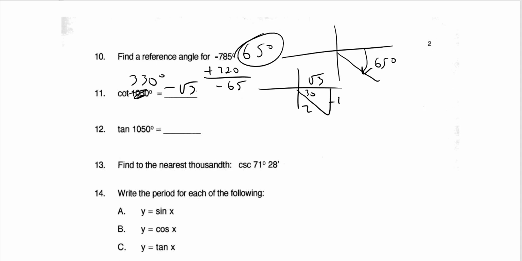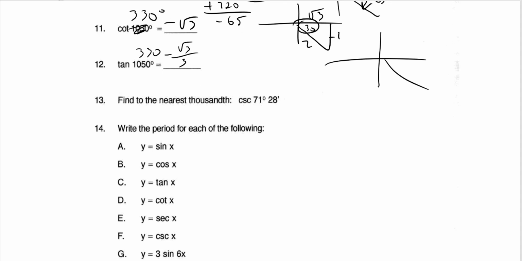And tangent of 1050, again, it's tangent 330, so the reference angle is still 30 degrees, and you should know tangent of 330. It's root 3 over 3. But of course it's negative because we're still in that quadrant, so that would be negative root 3 over 3. Okay.